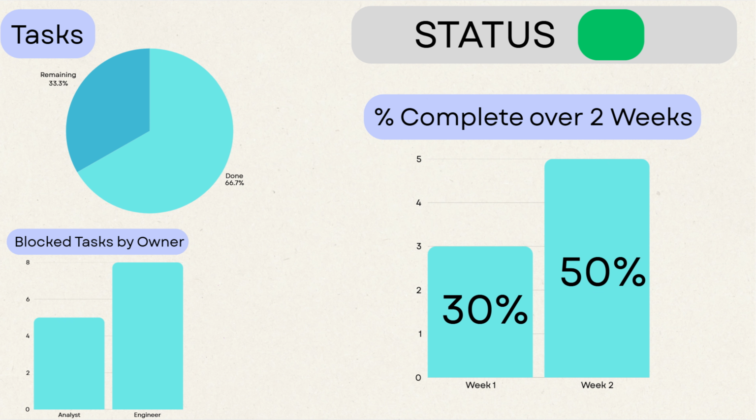Remember, the data analyst will connect the data source and essentially execute the dashboard. So to keep it simple, we used Canva for this example, which replicates what the data analyst may return. This shows at a quick glance the status, which is green, tasks remaining, any blocked tasks by owner, and percent complete over 2 weeks. Awesome.